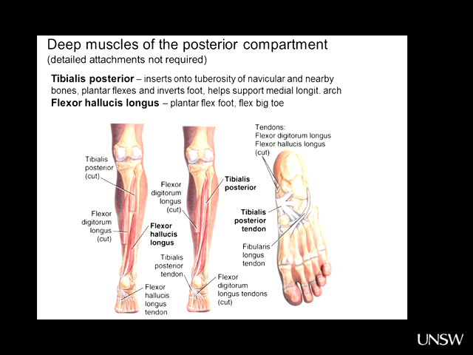The deepest of these is the only one we really want you to know, tibialis posterior. And it comes from the interosseous membrane. It's this one here. It's shown there. And from the leg bones. And it winds around the medial side, behind the medial malleolus. And why I mention it is because it inserts onto the tuberosity of the navicular. And then it sends fibres out to the rest of the nearby bones.